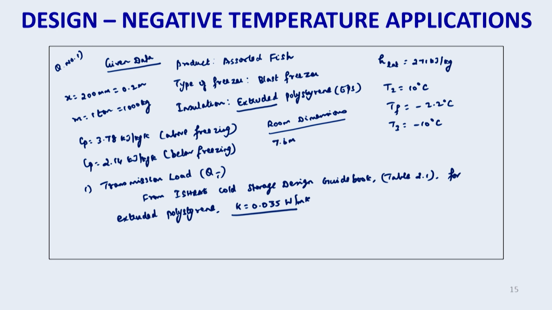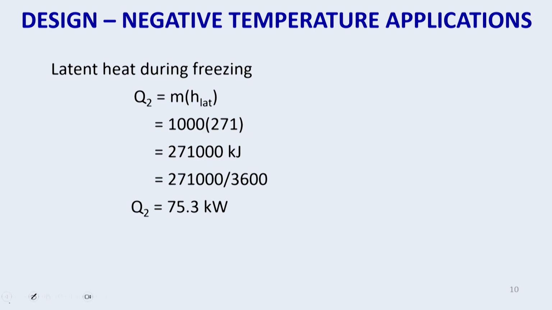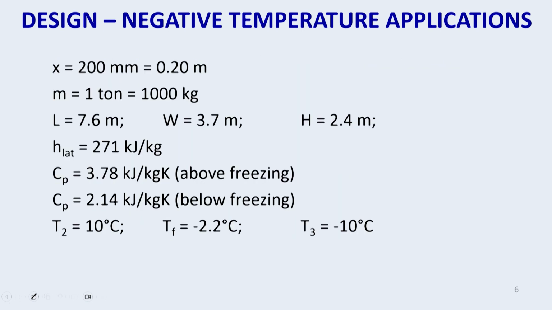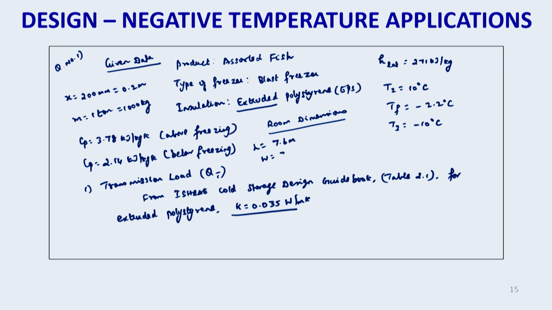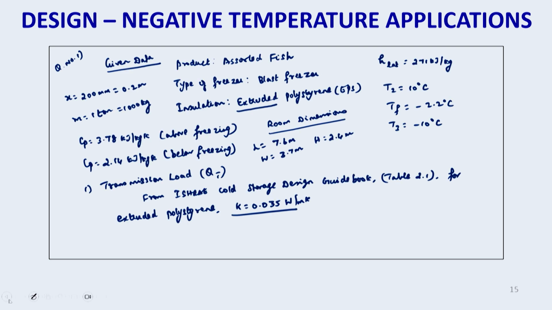.6 meter length, width is equal to, let me check it, 7.6, 3.7 and 2.4. 3.7 meter and height is equal to 2.4 meter. So substitute the values. K value we have taken from the table.